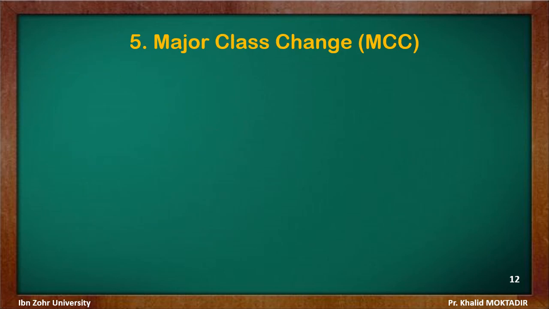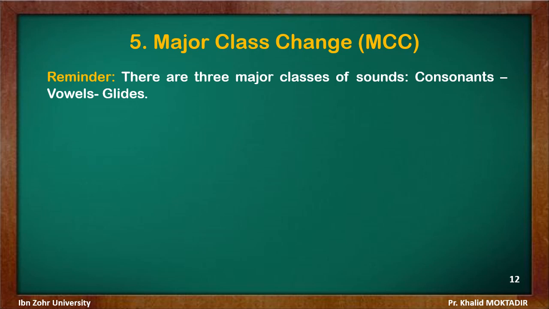The fifth process that we have on our list is major class change. We need a reminder before we explain what this is all about. There are three major classes of sounds, as you remember: consonants, vowels, and glides. Major class change is when you move from one major class to another. In other words, usually this involves a vowel that becomes a glide in this manner.